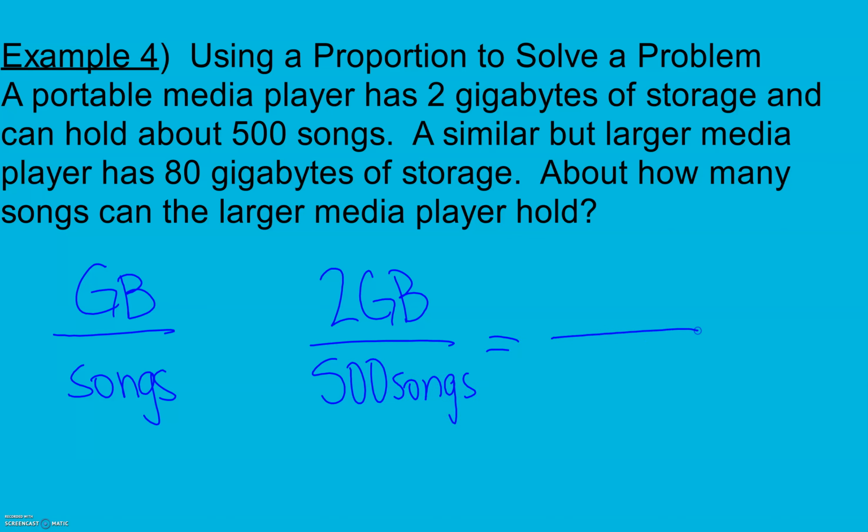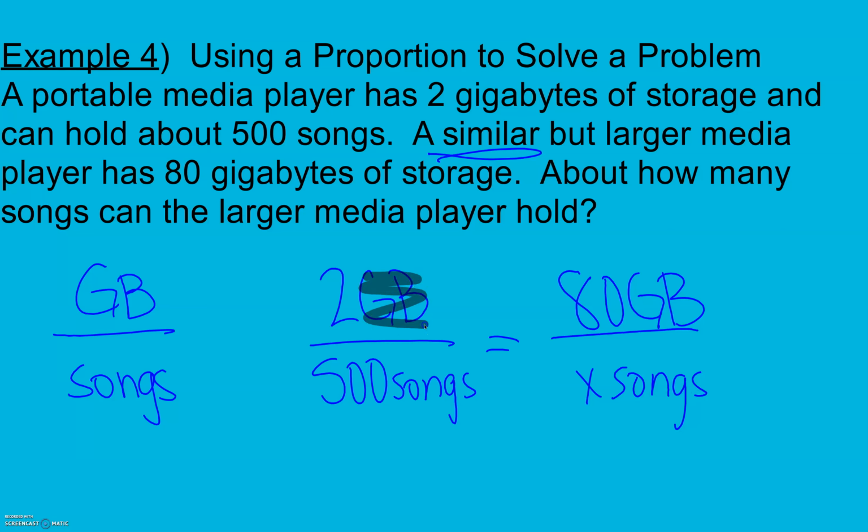We want to know for our second similar but larger media player, so similar means they're in a proportion, has 80 gigabytes of storage. And we want to know about how many songs. So again, it's really important here that our labels are the same in our numerator, so gigabytes and gigabytes, compared to, in our denominator, the same, songs and songs.